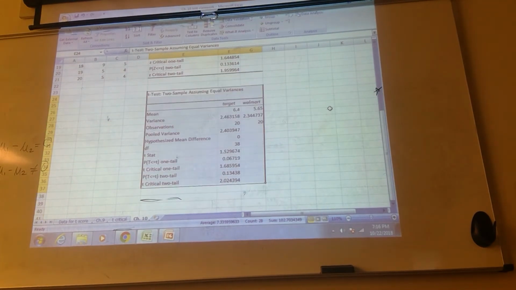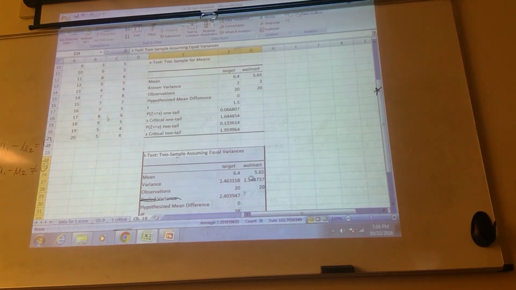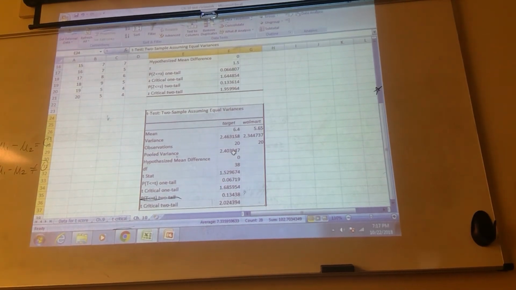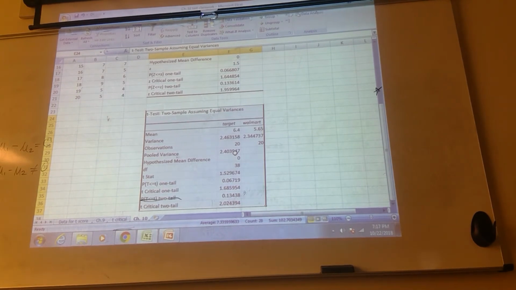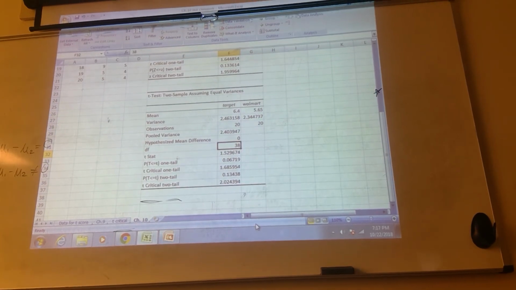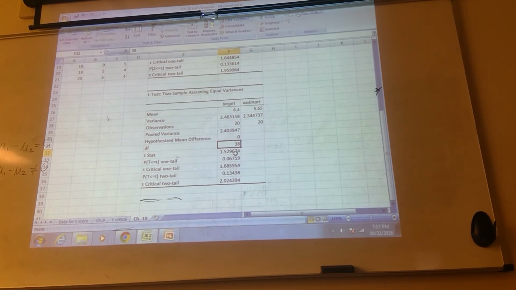All right, so now we have this. The means should be the same, right? Notice the variance is different. They're giving you a pooled variance. That was the case for case 2. If I asked you for the pooled variance, this is how you would find it. It's giving you the degrees of freedom: 20 plus 20 minus 2, which is 38. Our t-test statistic is 1.5, and our t-critical is plus or minus 2.02.